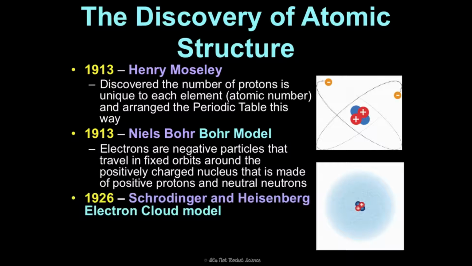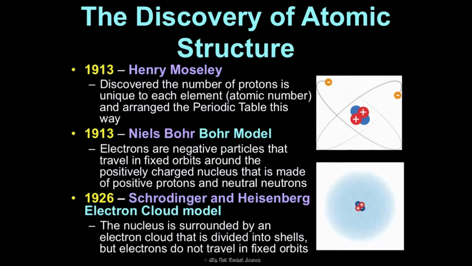Our correct and current understanding as of now is from 1926, and this was Schrodinger and Heisenberg, and they came up with the electron cloud model, which says that the nucleus is surrounded by a cloud of electrons, and that the cloud is subdivided into shells or energy levels that electrons are in, but they don't travel in fixed orbits. They actually move kind of crazily within their shells, and they can actually jump shells at some points. And in class, there's a really great animation that I think shows what the electron cloud model looks like.